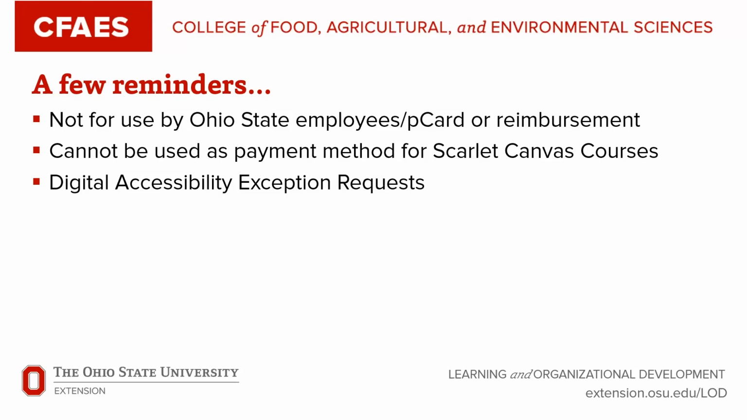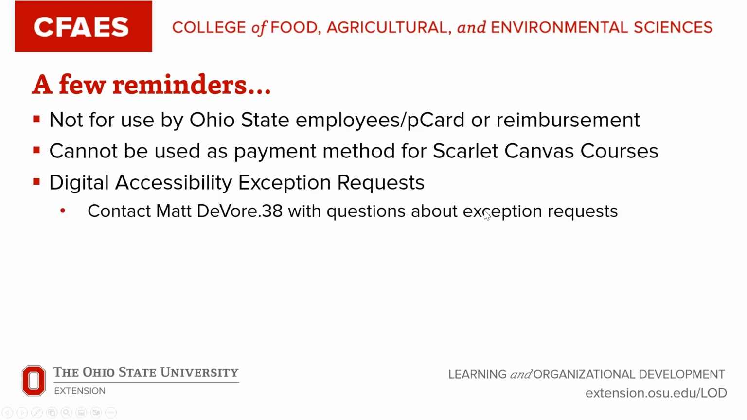That is still possible to use a Qualtrics survey with a mixed audience, internal and external participants, but we just need to be aware that you need to offer that other option. Let's see, it can't be used for a payment method for Scarlet Canvas courses either. I'm not sure how many of you are working with educators in your counties who might have tried to set up a Scarlet Canvas course or might be running Scarlet Canvas courses, but we can't use those for Scarlet Canvas courses either. And then keep in mind the digital accessibility exception requests. Our contact since Eric Owens left is now Matt DeVore. So if you have any questions about that process, you can contact Matt for additional help.